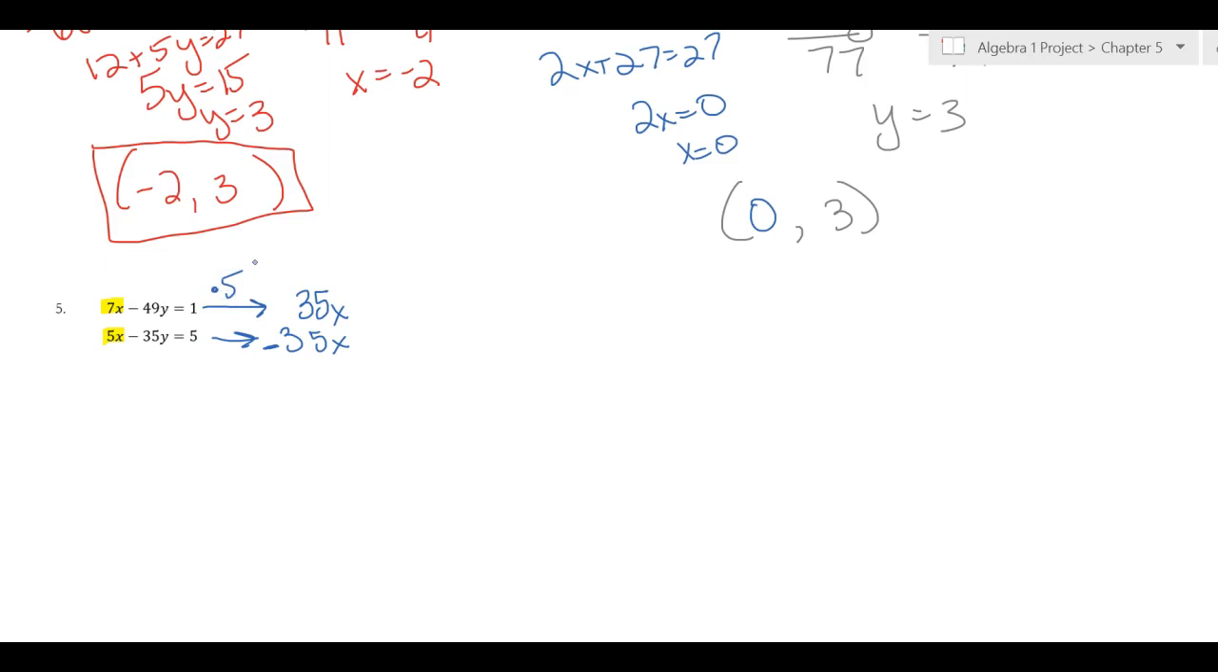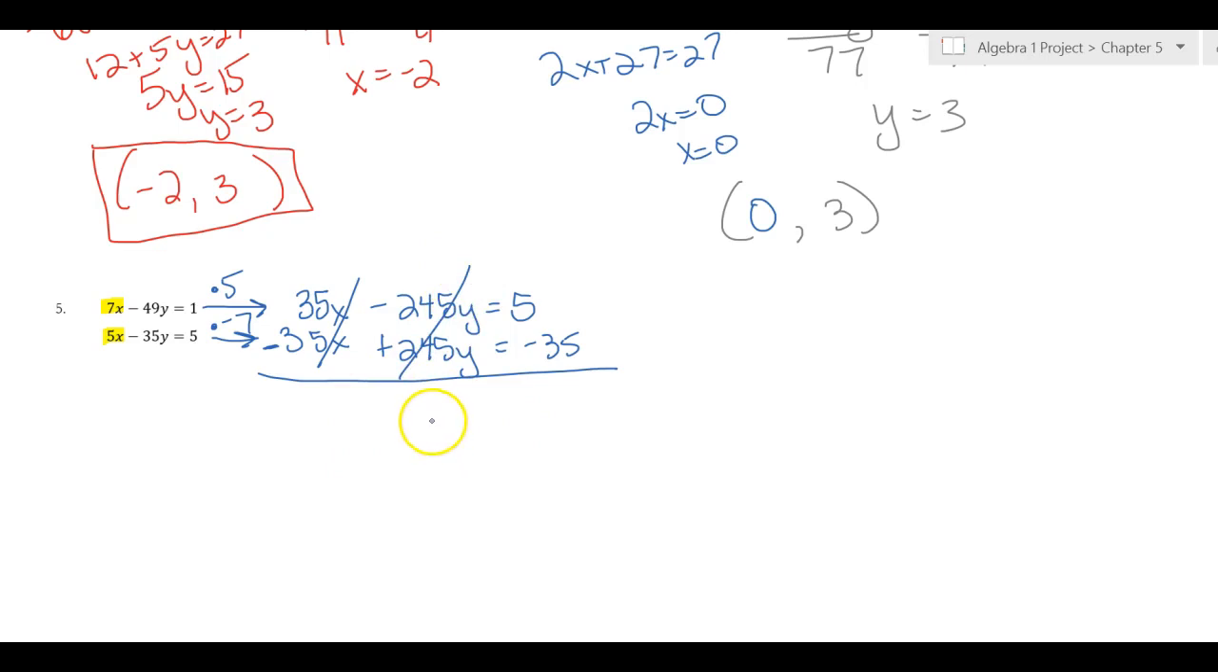So 49 times 5 is 245, equals 5. And then I have to multiply everything on the bottom by negative 7. So 35 times negative 7 is negative 245. Actually, it becomes positive 245 because there was already a negative. And then negative 35. So if you notice what happens, we have a special case. A positive 35 and a negative 35 is gone. A negative 245 and a positive 245 is gone. So I'm left on the left with nothing, and the number that represents nothing is 0.